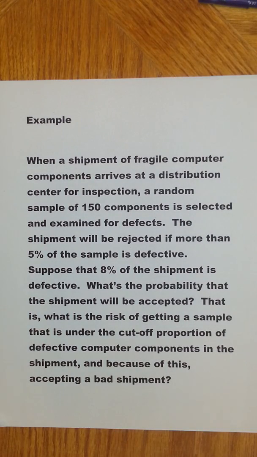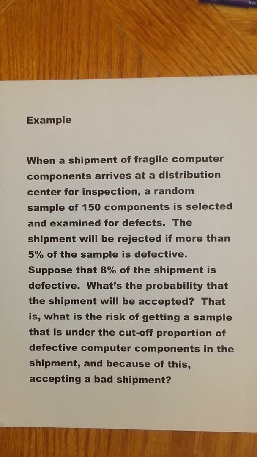Hello. So in this video we're going to look at an application of the sampling distribution for a proportion to a business application. When a shipment of fragile computer components arrives at a distribution center for inspection, a random sample of 150 components is selected and examined for defects. The shipment will be rejected if more than 5% of the sample is defective. Well, suppose that 8% of the shipment is defective. What's the probability that the shipment will be accepted?